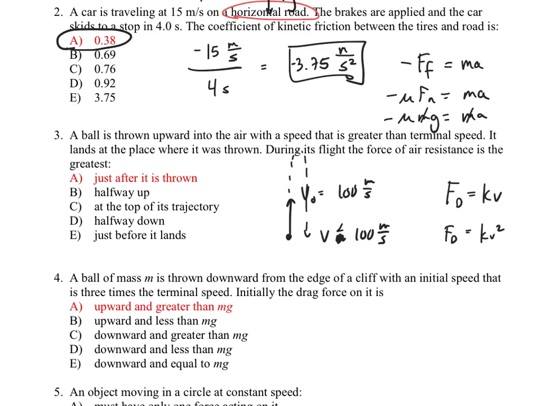It's not about direction, up or down. It's not about gravity being against me or with me. Remember, drag force or air resistance is a function of velocity. It's a function of velocity. And that's what the test is going to primarily look at.